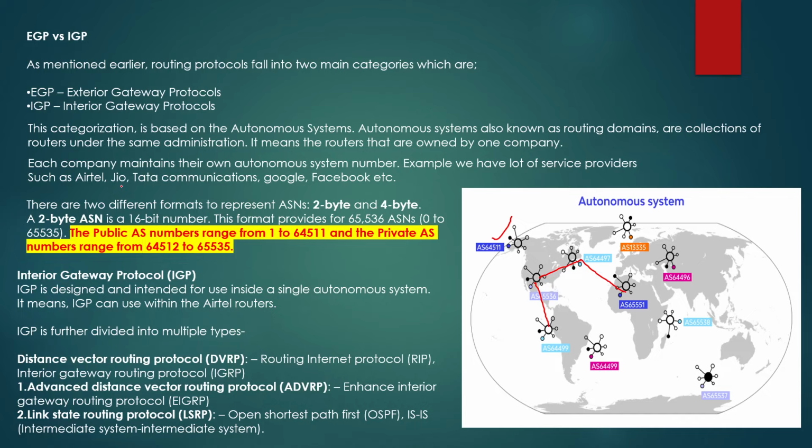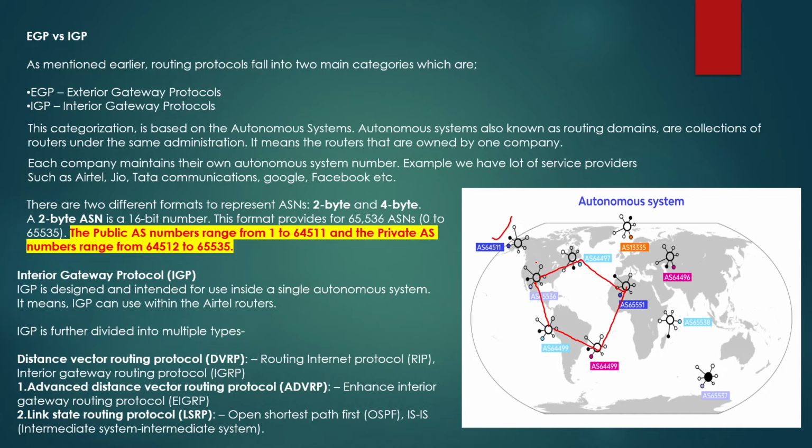Like that, Jio. We have plenty of ISPs in the entire world, and the entire world is connected with the BGP protocol like this. That's how we are getting the internet. So how exactly is the internet working? Through the BGP protocol, because between one autonomous system number and another, we are configuring BGP.